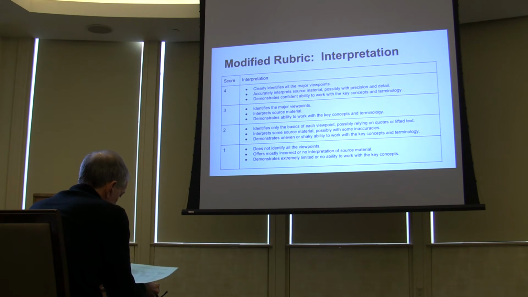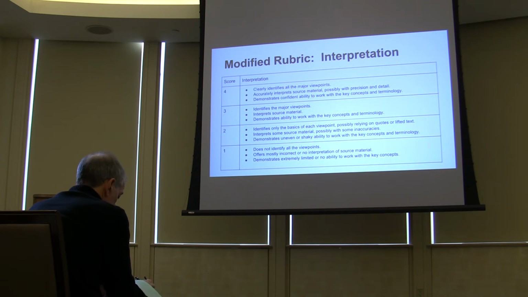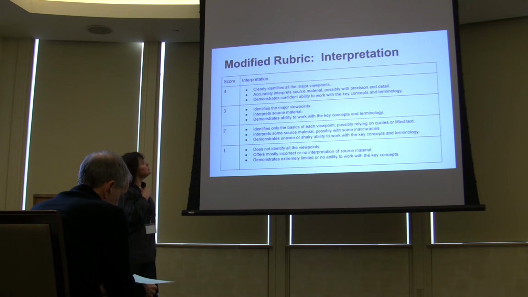Explaining this a little bit while Babi is handing it out. So you have the whole thing there in your hands, all of the scales. And I'm going to just point out to you the scales one by one, starting with interpretation. So at the highest score level of 4, the student clearly identifies all the major viewpoints, accurately interprets source material, possibly with precision and detail, and demonstrates a confident ability to work with the key concepts and terminology. So that would be like plus, beyond my expectations, right?